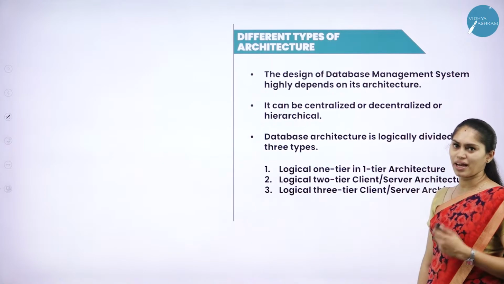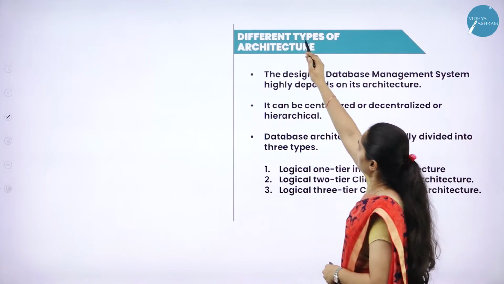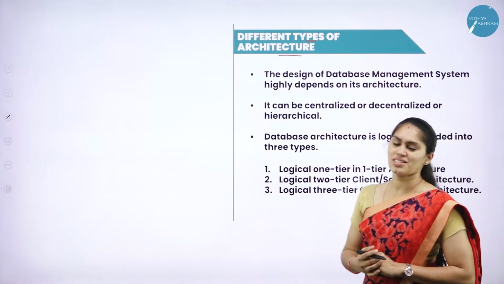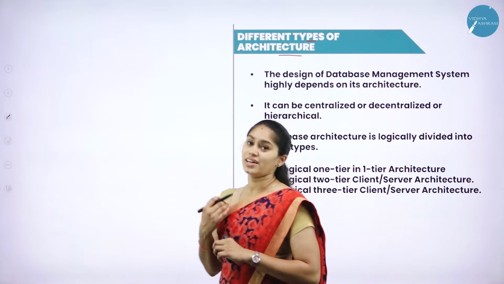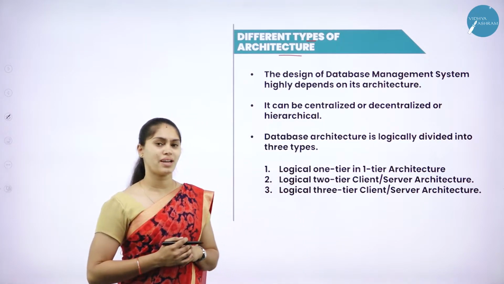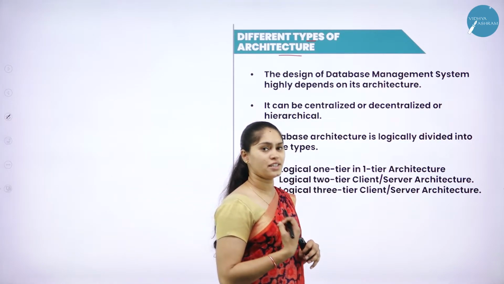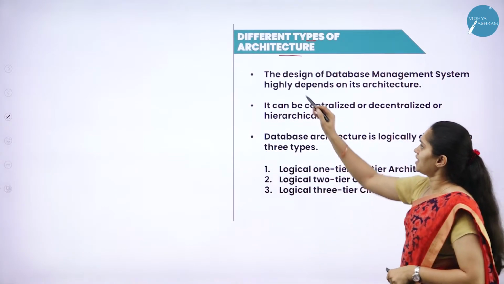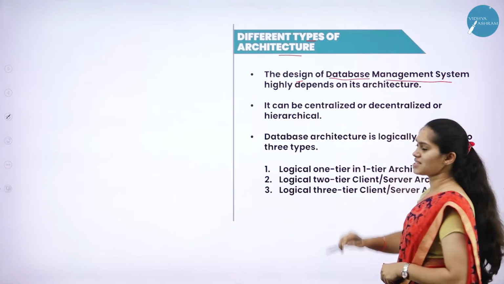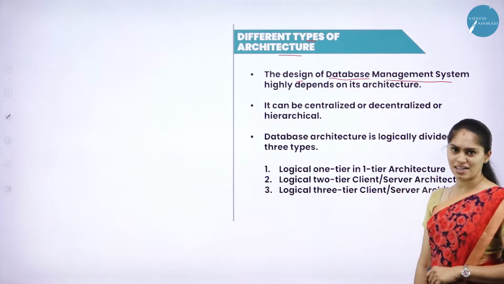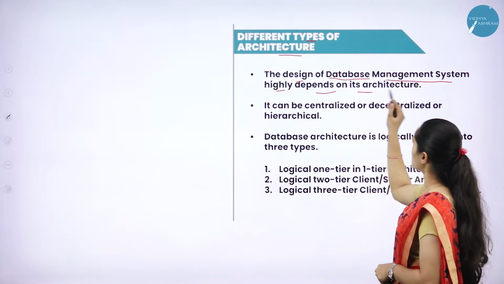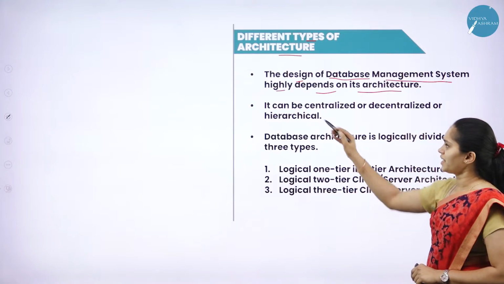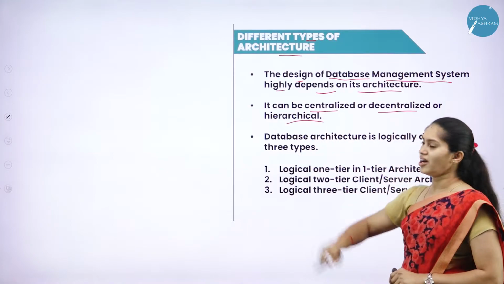We'll see the next topic that is related to different types of architecture. As we all know, a database management system is based on different kinds of architecture. Based on that, we can expect what kind of features we can get with the help of this DBMS. The design of a database management system, in short DBMS, highly depends on its architecture. It can be either centralized, decentralized or hierarchical.